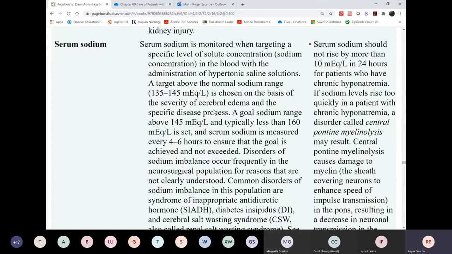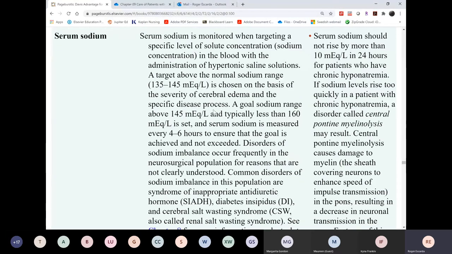What will happen to the brain? Seizures. Right, because it will cause cerebral edema if your sodium is low. So it will cause the brain to swell, therefore increasing ICP. And vice versa, if you have a high sodium, it will also dehydrate the brain and will also decrease cerebral blood flow.